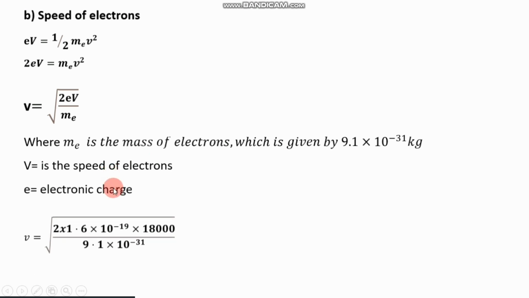So substituting these values, we get 2 times 1.6 times 10 raised to power negative 19 coulombs times 18,000 volts, divided by 9.1 times 10 raised to power negative 31 kilograms, and we get the speed of electrons hitting the target to be 7.956 times 10 raised to power 7 meters per second.